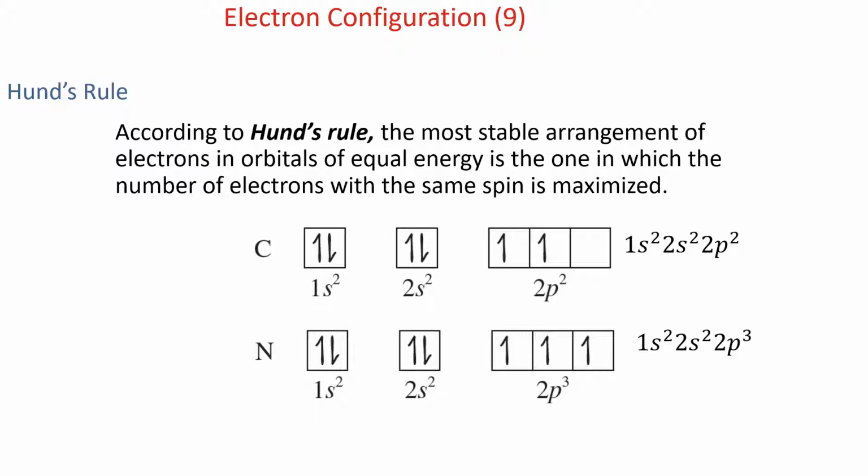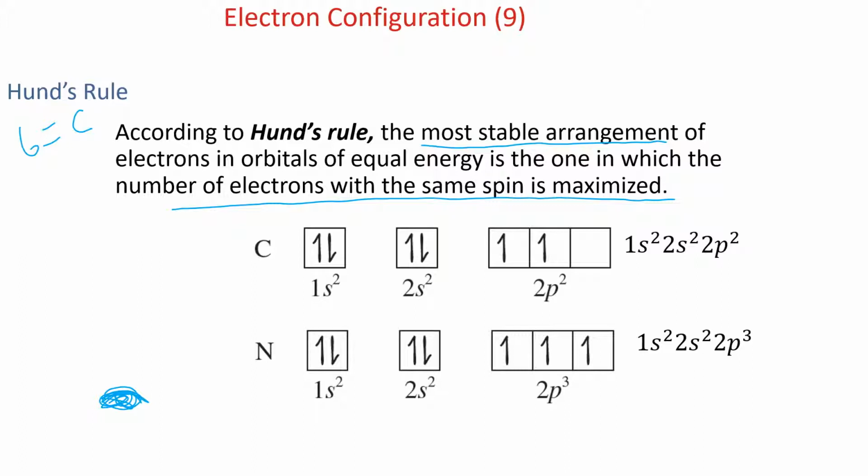Hund's rule says that the most stable arrangement of electrons is equal to the energy where the number of electrons with the same spin is maximized. So for example, let's say I was talking about carbon. If you look at the number of electrons carbon has, you will see that it has 6 electrons. So if I'm looking at carbon, there's my nucleus, okay? Here's carbon. Carbon has 6 electrons, okay?